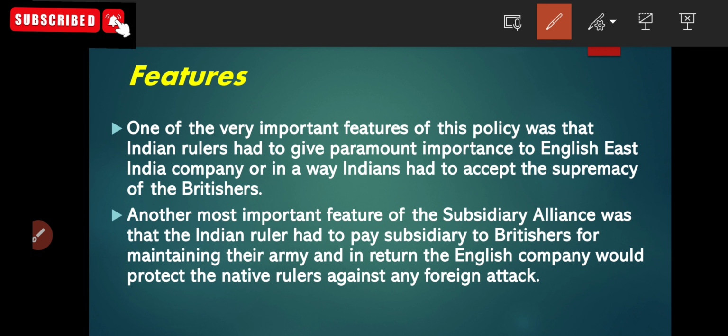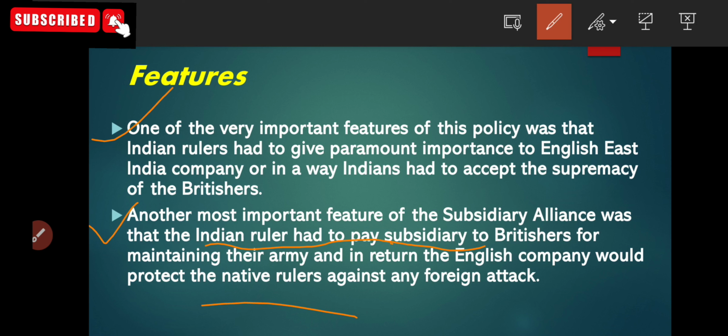Alright. So one of the very important features was that the Indian rulers had to give paramount importance to the British East India Company, or let's say Indians had to accept the domination, the supremacy of the Britishers. They had to work and function in subordination to the mighty British Empire.